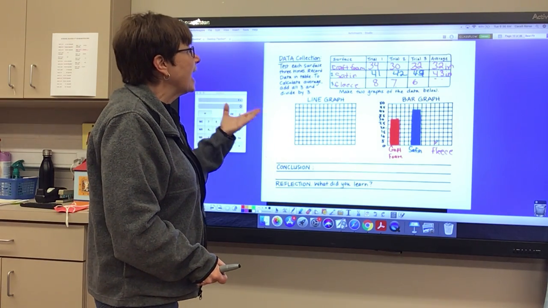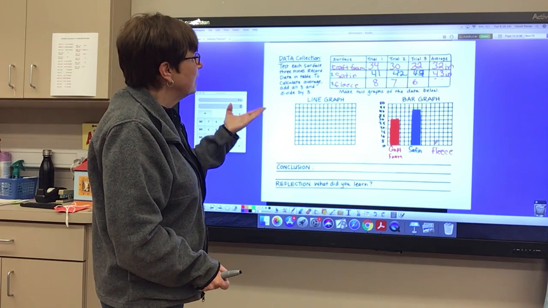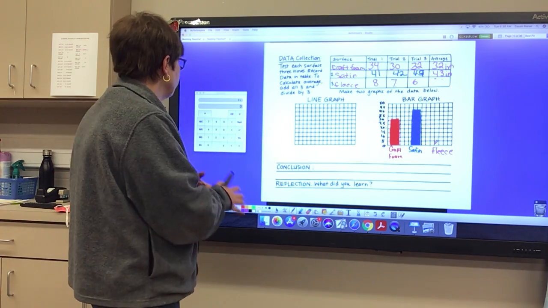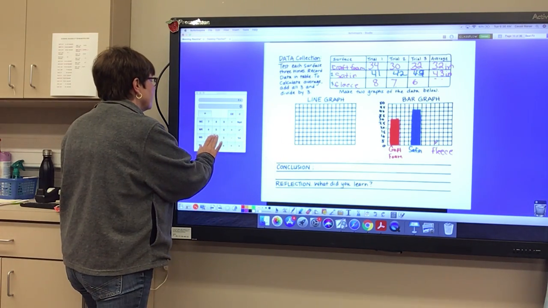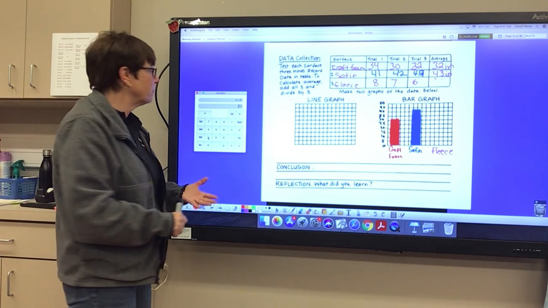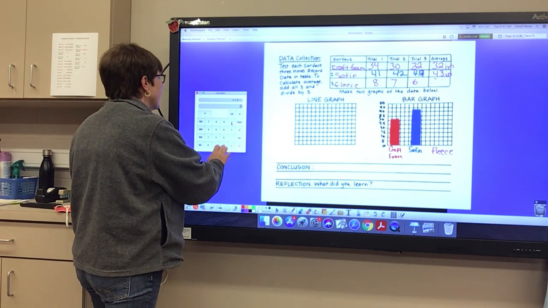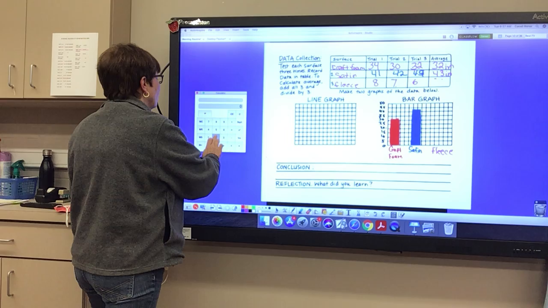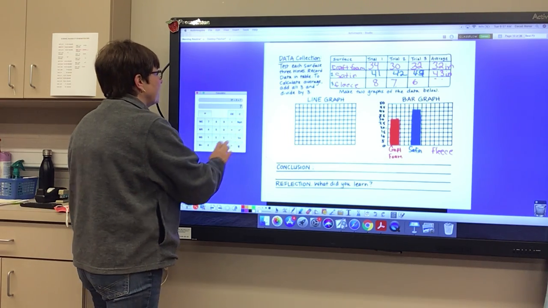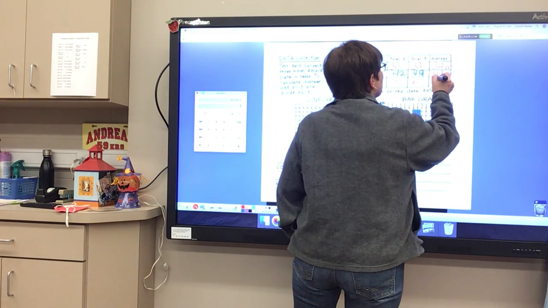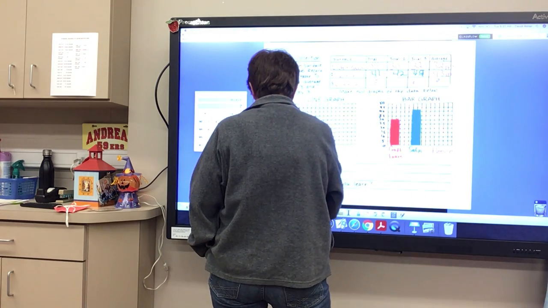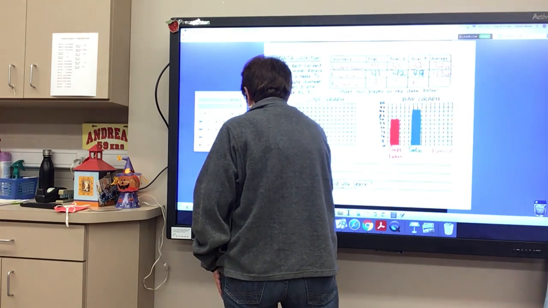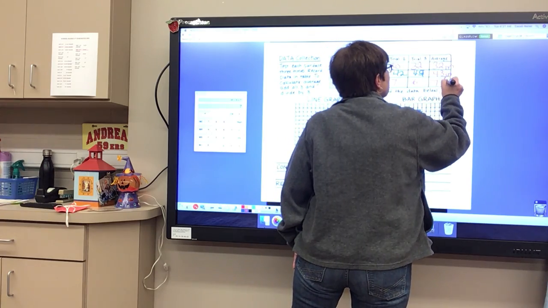Now I'm going to calculate it for my fleece, and this is what I do. I add 8 plus 7 plus 6. Okay, so 8 plus 7 is what? 15. 15 plus 6 is 21. Then I take that 21, and I need a calculator for this. And I'm going to divide it by 3. 21 divided by 3 is 7. So I have an average of 7 inches is how far it was going on the fleece. 7 inches on my fleece.